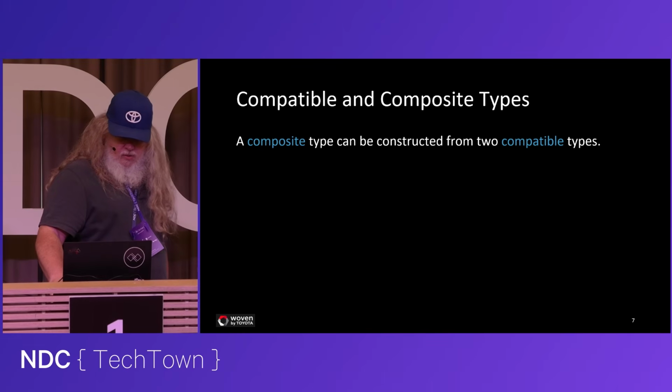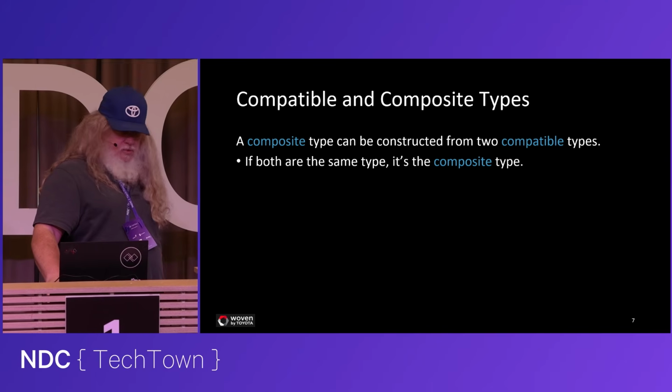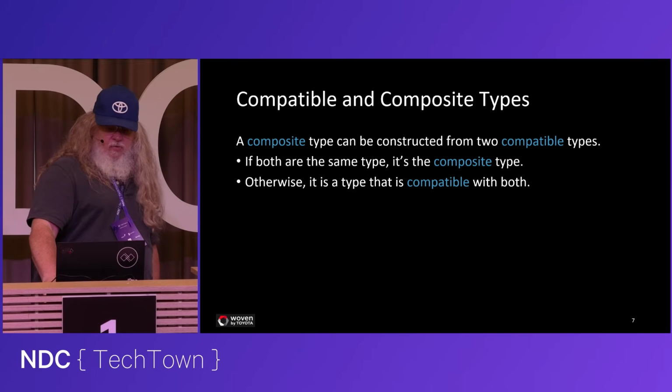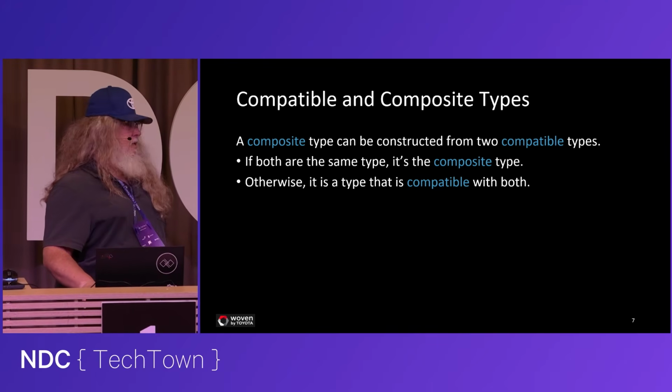So there's also the concept of composite types, which can be constructed from compatible types. If you have two compatible types that are the same, that's also the composite type of the two. Otherwise, it's a type that's compatible with both, but quite possibly is neither, right?